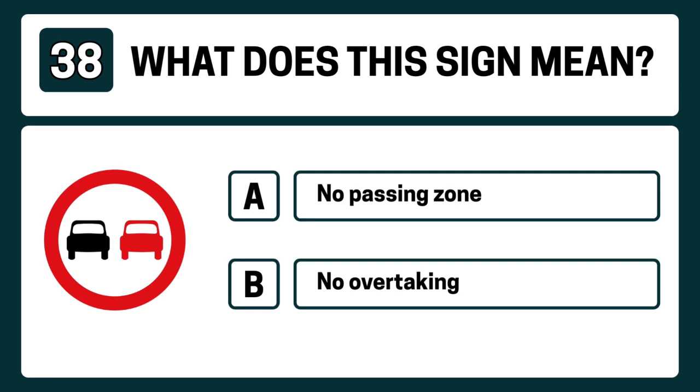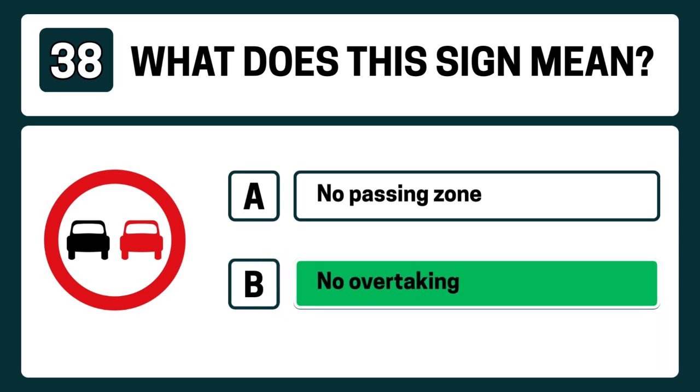What does this sign mean? No passing zone or no overtaking? That's right. The no overtaking sign prohibits overtaking other vehicles.